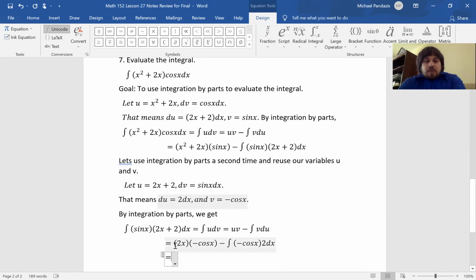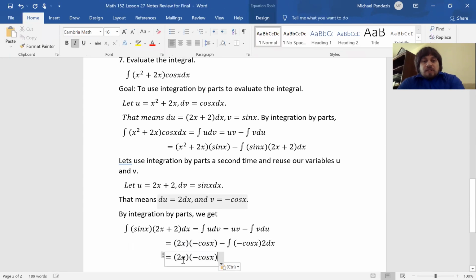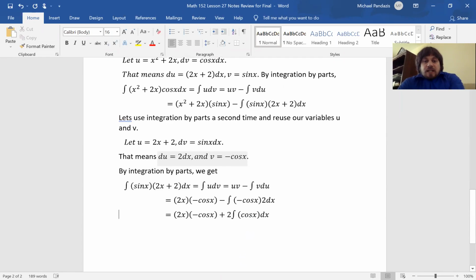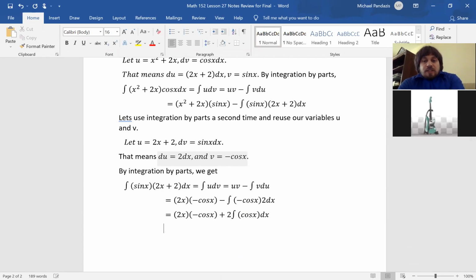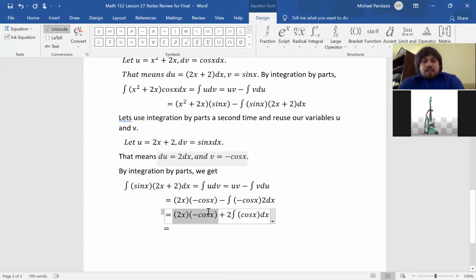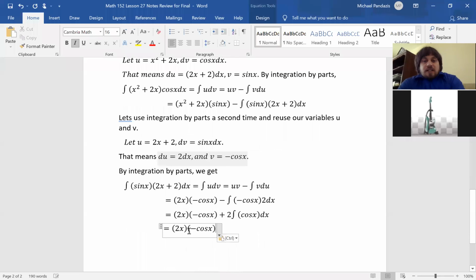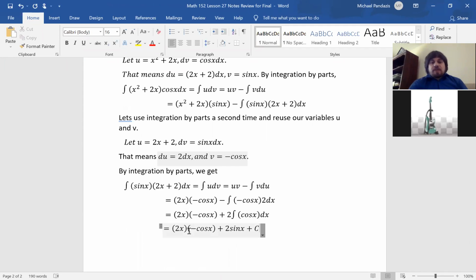Now this is equal to this whole thing still, but then it's minus minus, so it's plus the integral of cosine x times 2 dx. But I'm going to move the 2 in front of the integral right there. And so the integral of cosine x is sine x, so this is plus 2 sine x, and then plus the integration constant c. 2 times a constant is still a constant, so you just put plus c there.